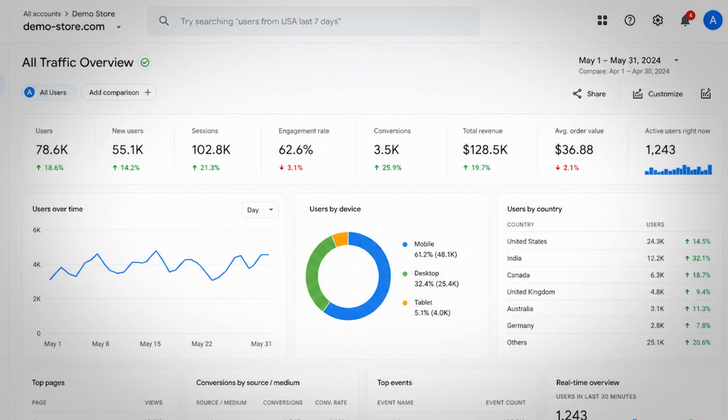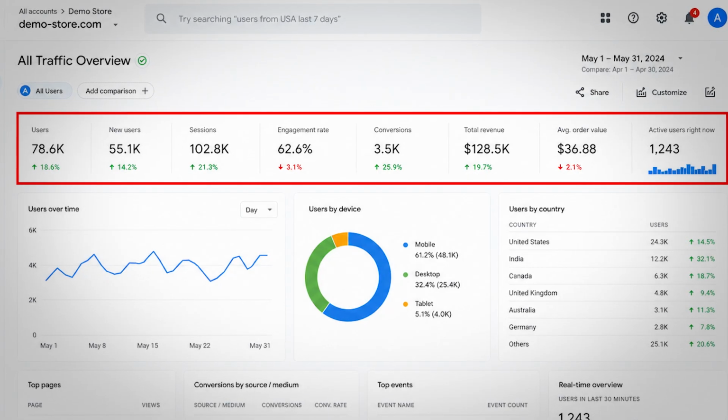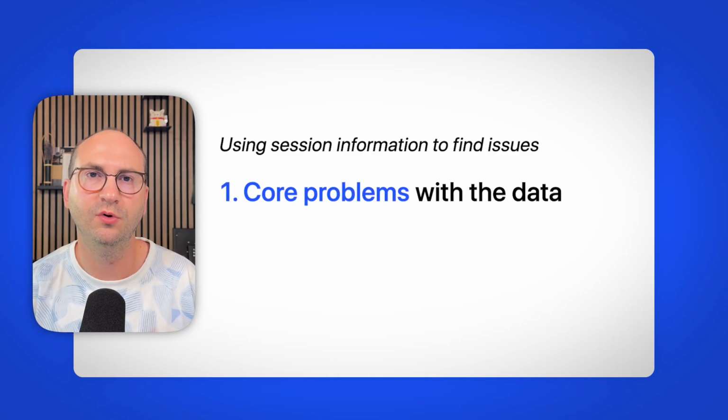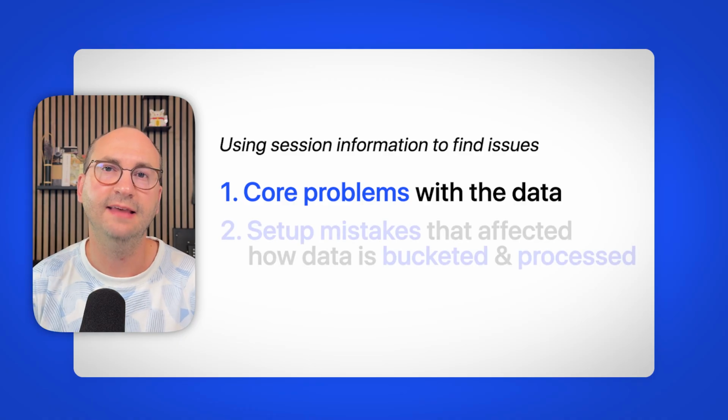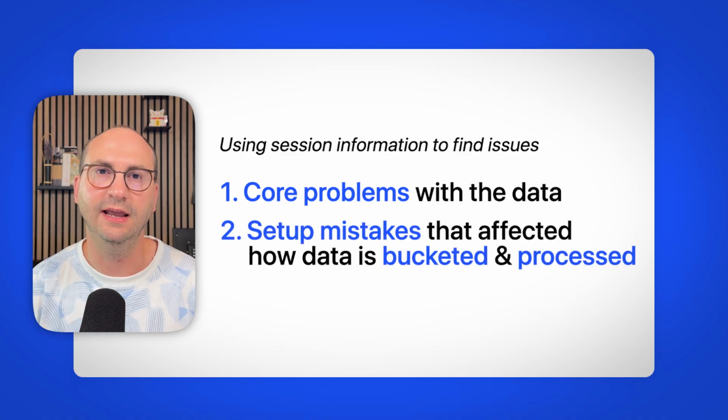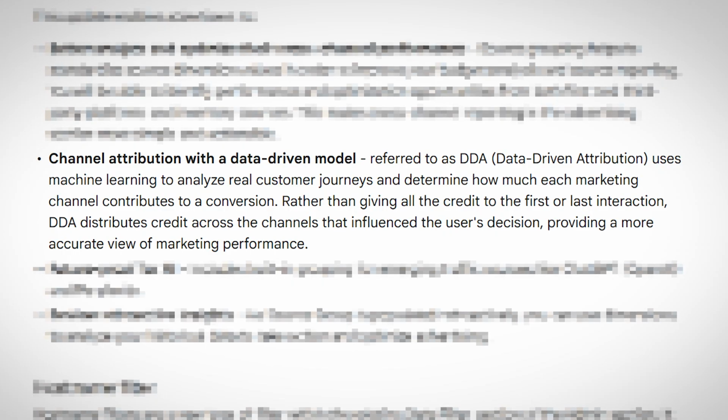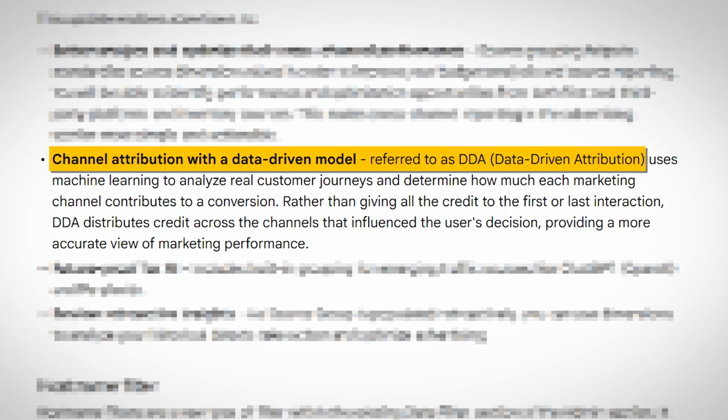When we're looking at the different types of numbers, we're using them to analyze different things. The session information is really powerful if we want to see if there are issues, if there are real core problems with the data, or maybe some setup we didn't account for all variations of where things should be bucketed or processed. However, if I want to analyze success specifically in spend and how my marketing dollars are being stretched, I want to look at channel attribution with a data-driven model.